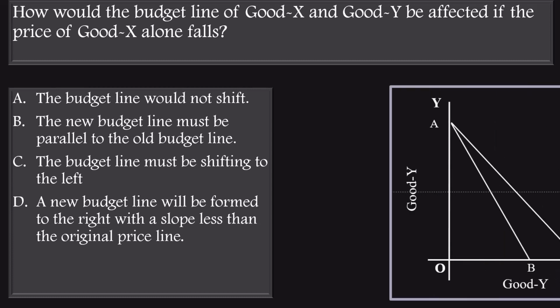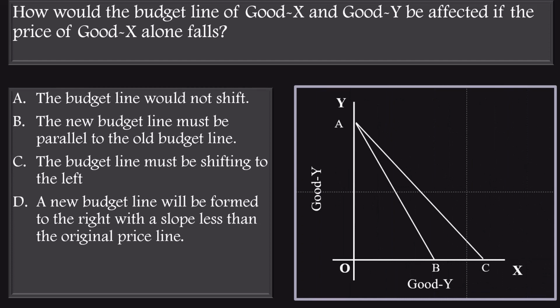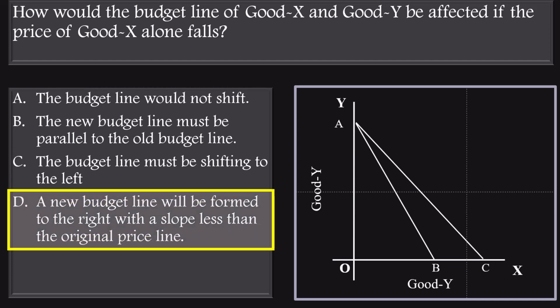After a fall in the price of good X, consumer can buy more. The point B will move to the right and reach point C. The slope of the new price line AC is less than that of the original price line AB. Option D is the right answer.